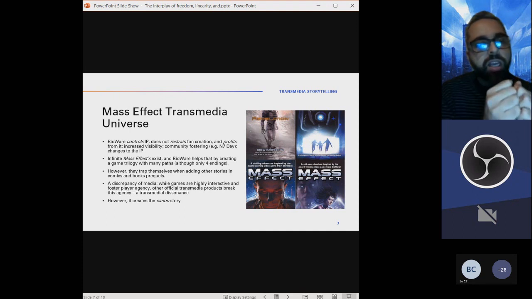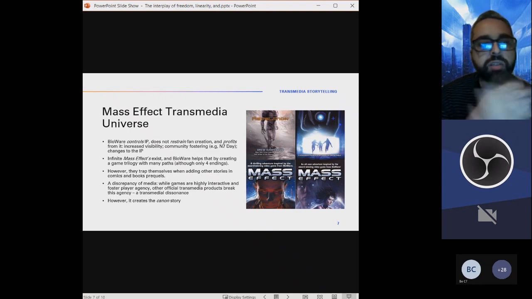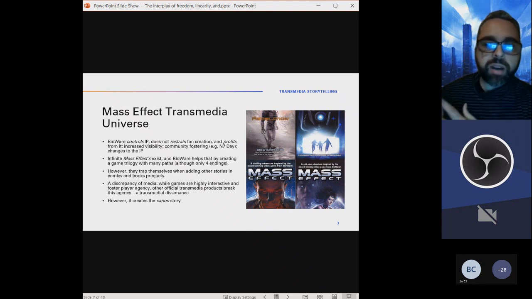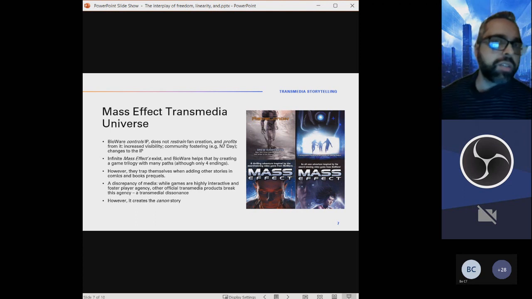So there's a discrepancy of the media while games are highly interactive and foster player agency. Other official transmedia products break this agency. So you can think about something like a transmedia dissonance to follow on the footsteps of ludonarrative dissonance. So there's some sort of transmedia dissonance here when you're consuming media that give you different possibilities of agency. However, it's the books, comics, and game that create the canon story.